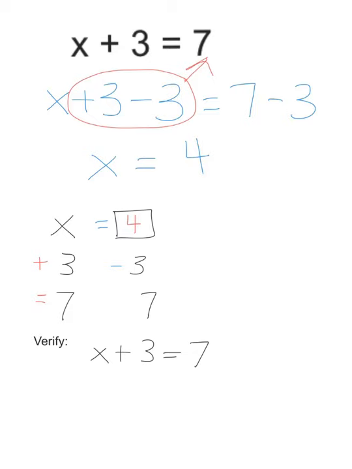To verify our solution, we'll replace the x in the equation with 4 and determine if the left and the right side are equal. So on the left hand side we have 4 plus 3, which is 7. Right hand side we have 7. So that's the correct solution for our equation.